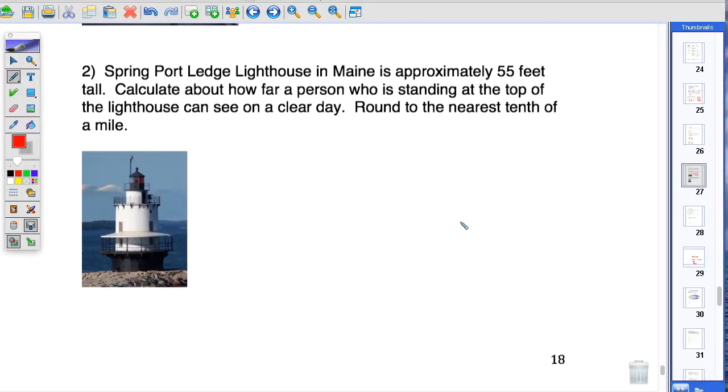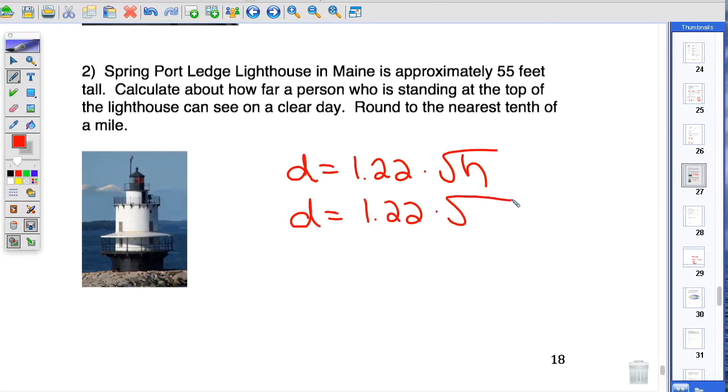Number 2, Spring Point Ledge Lighthouse in Maine is approximately 55 feet tall. Calculate about how far a person who is standing at the top of the lighthouse can see on a clear day. Round to the nearest tenth of a mile. So we'll start by writing down the formula. d is equal to 1.22 times the square root of h. We substitute in. We're trying to find the distance, so we're going to multiply it by the square root of h, which is the height, which is 55.